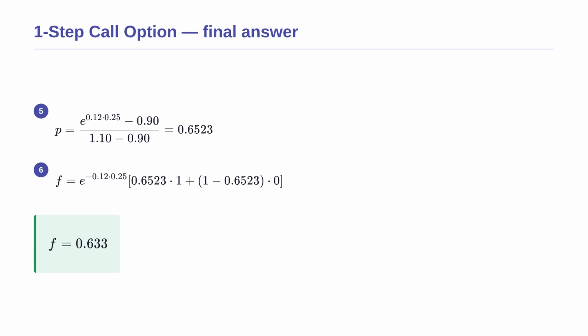We discount the expected future value back to today. The fair price of this call option today is 0.633. Physically, this means an investor should pay exactly 63.3 cents for this contract today to avoid any arbitrage opportunities.